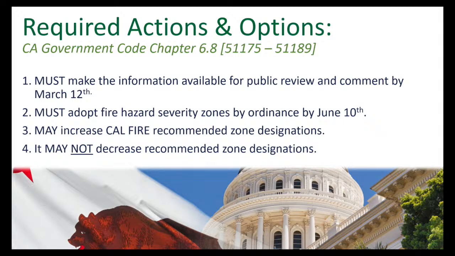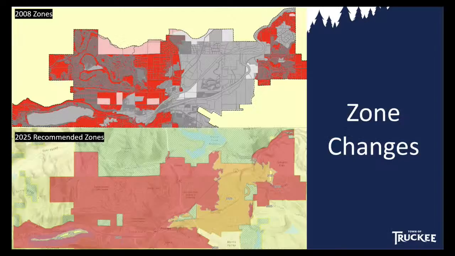Now, the town may increase the CAL FIRE recommendations. So if it increases any zones to very high, that has to be substantiated by evidence that's submitted to the Board of Forestry. But it is within the entire discretion of the town to designate an area as high or moderate if they aren't already mapped that way. What we cannot do is decrease any of the zone recommendations. And so there's no avenue to be able to do that.